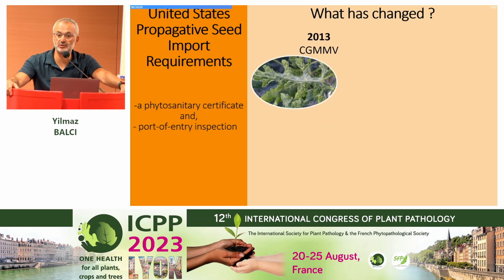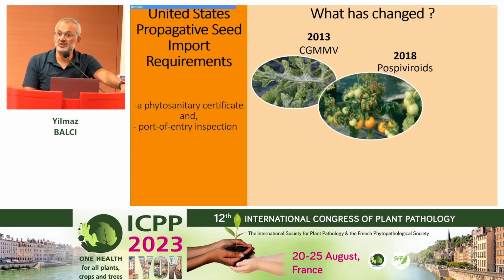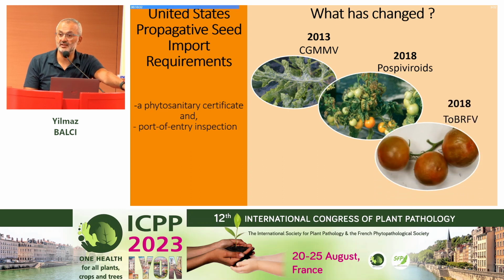In 2013, the CGMMV emerged, for which we issued a federal import order. And in 2018, the postbiviroids emerged, about 5 postbiviroids. Again, we had to issue a federal import order. And the same year, another virus, tomato brown rugose fruit virus, again, a federal order. And the impact was significant, of course.